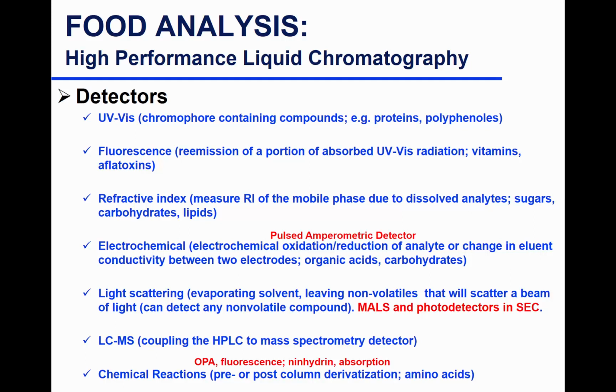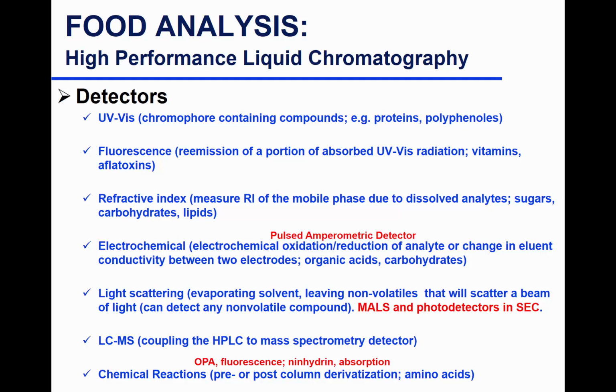With chemical reactions, sometimes compounds don't absorb light, but you can change them so that they become compounds where you can measure absorption or fluorescence. We call that pre-column or post-column derivatization. That means before you inject the sample, you can derivatize it, change it to make it a chromophore, or after the column separation, there will be a unit where your sample goes in and gets derivatized. Then after derivatization, it gets to the detector. So you can measure absorption or fluorescence.